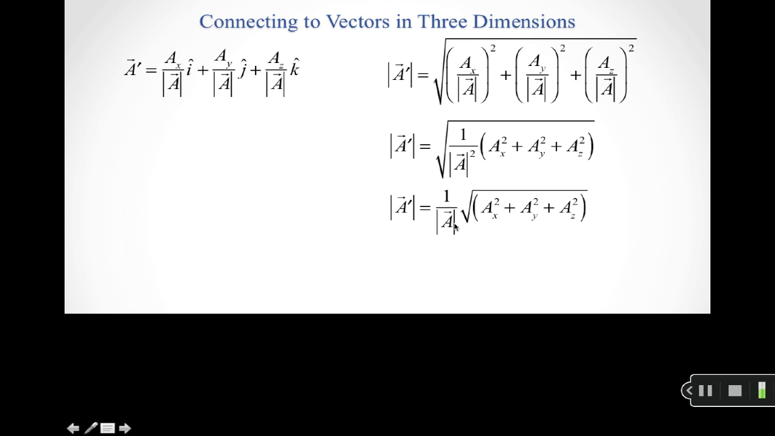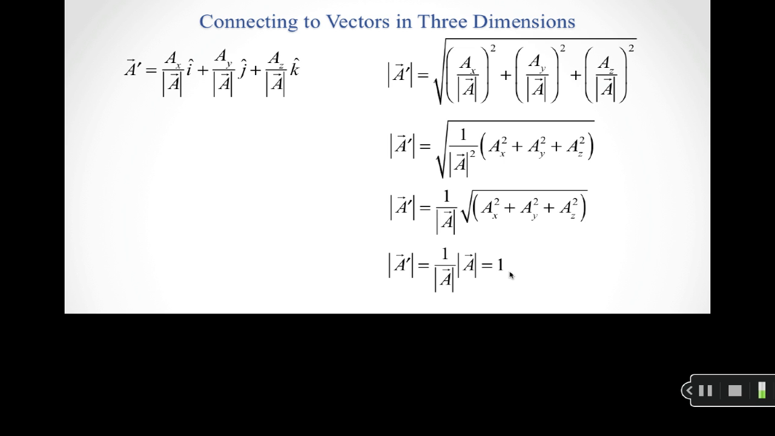So I've got that the magnitude of my vector A prime is just going to be 1 over the magnitude of A times the square root of x component squared plus y component squared plus z component squared. And I recognize that this term is just another way of saying the magnitude of vector A. So what we've calculated here is that the magnitude of this new vector A prime ends up being 1.